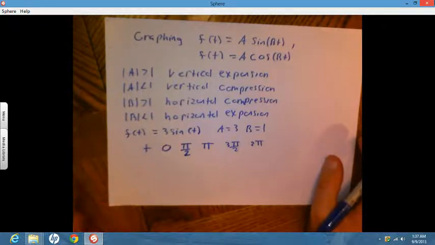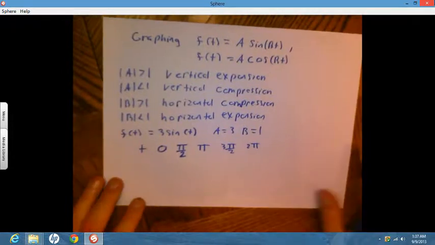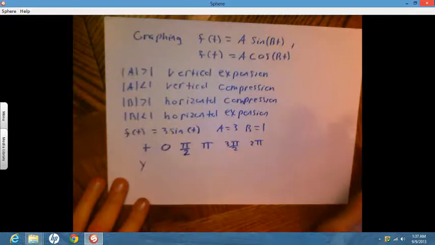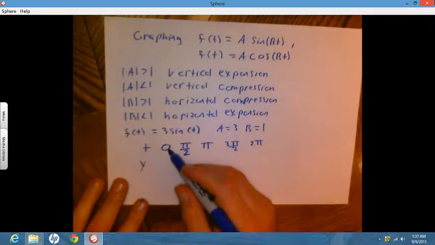And when the angle is 0 radians, the sine is 0. At pi over 2, it's going to be 1. At pi, the sine is 0 again. 3 pi over 2 is negative 1. 2 pi is 0 again.